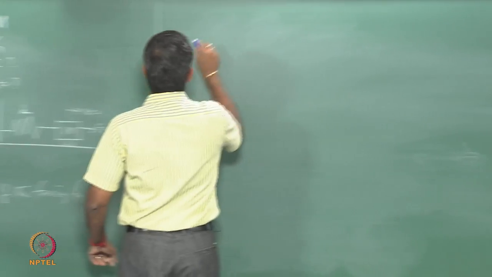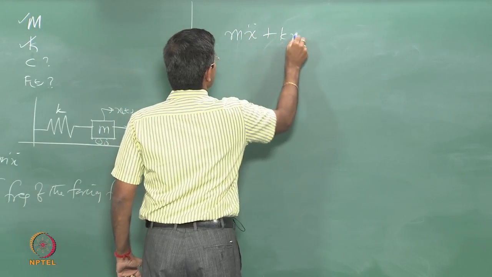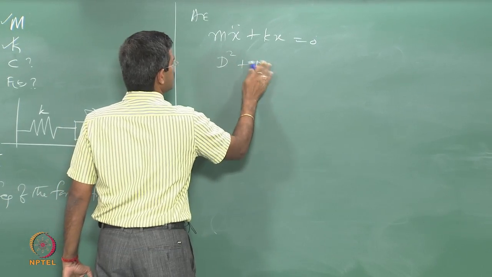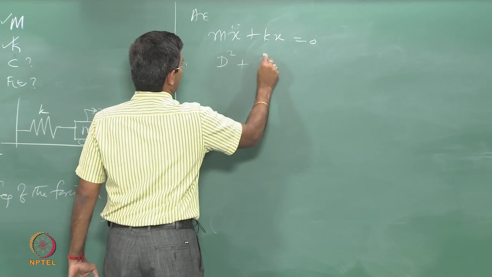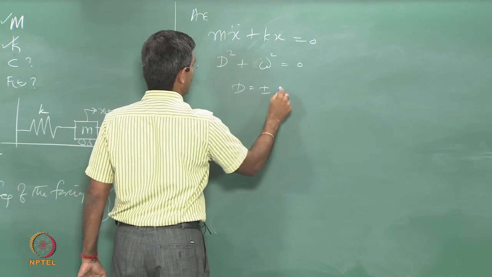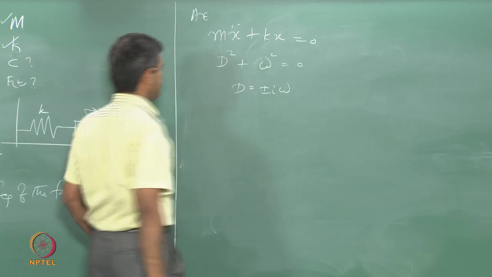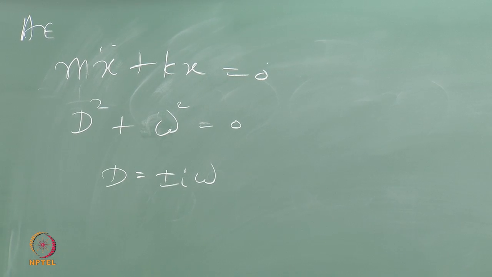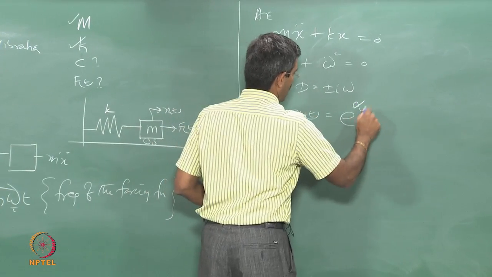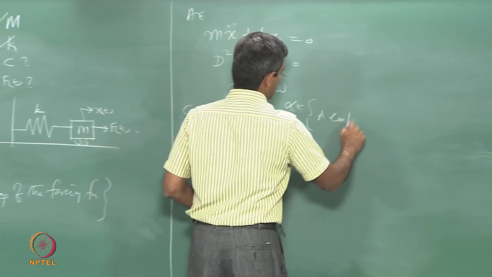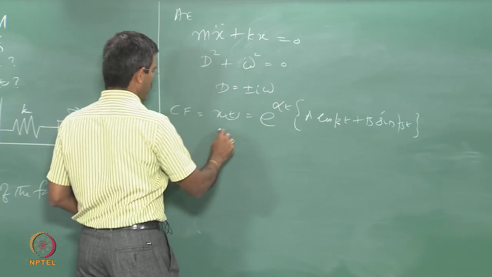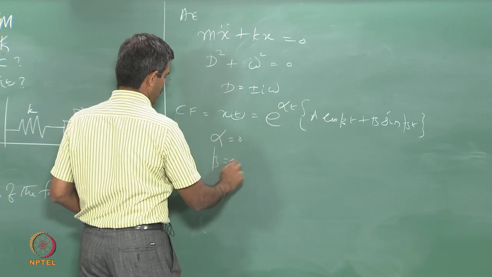So, let us say m x double dot plus kx is 0, that is my auxiliary equation. I say d square plus omega square, because k by m is omega square, x is 0. So, d is plus or minus omega i. So, the complementary function can be x of t, which is e power alpha t (a cos beta t plus b sin beta t), where alpha is 0 in this case, beta is omega.